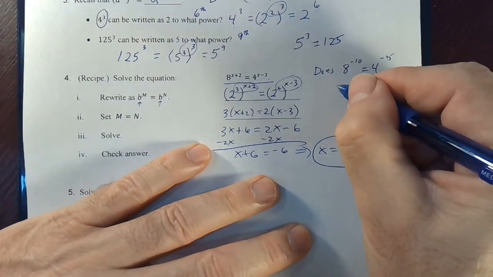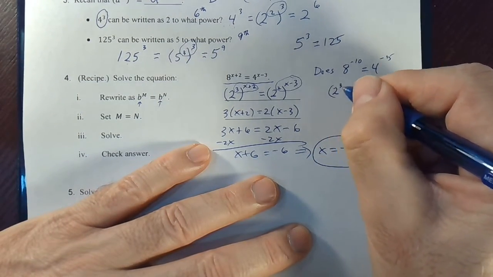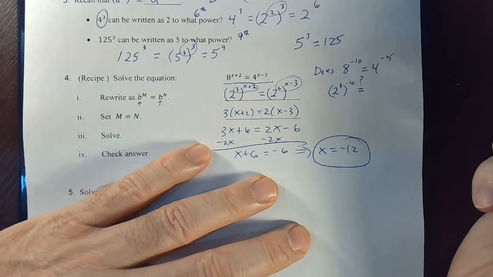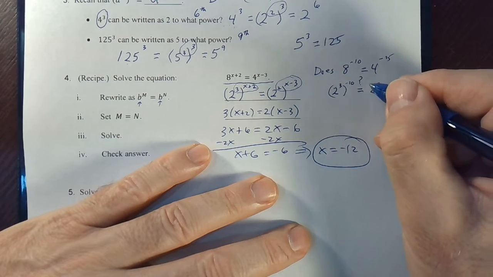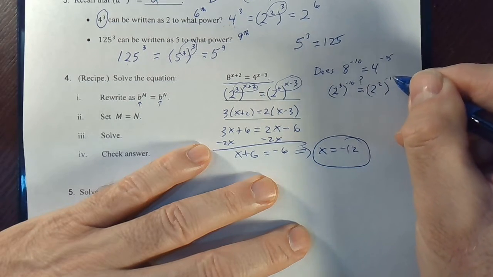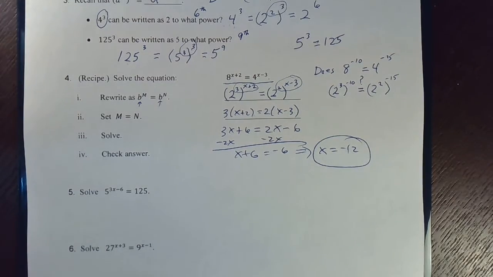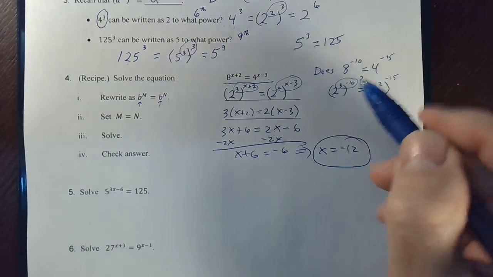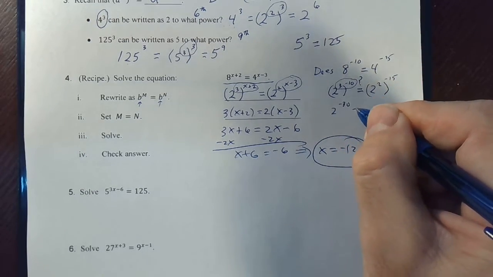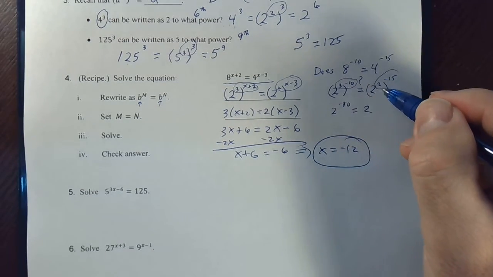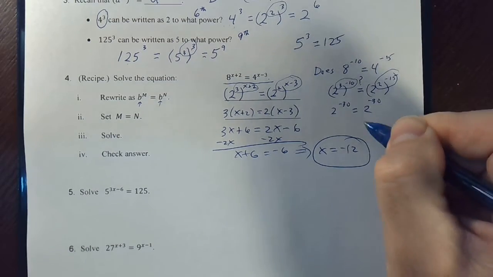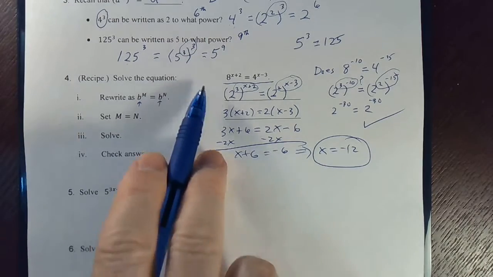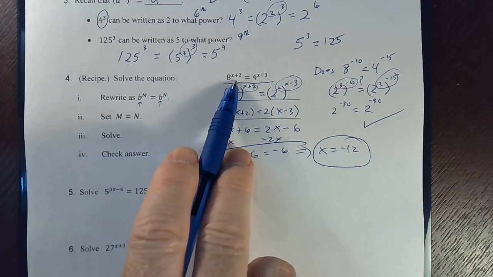Let's write 2 to the third to the negative 10. Does that equal, I'll put a question mark, 2 squared to the negative 15th? Does that work? Well, just what's the exponent? This is 2 to the negative 30 equals 2 to the negative 30. It works. So the solution to this equation is x equals negative 12.